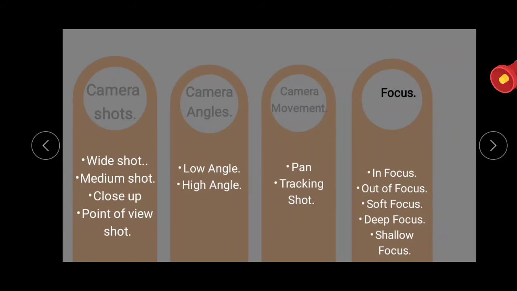Next is the focus. There's various types of focuses: in focus, out of focus, soft focus, deep focus, shallow focus. So out of focus is when the image is blurry. In focus is when the image is very clear and sharp. Deep focus is where the foreground, the middle ground, and the background are all in focus.